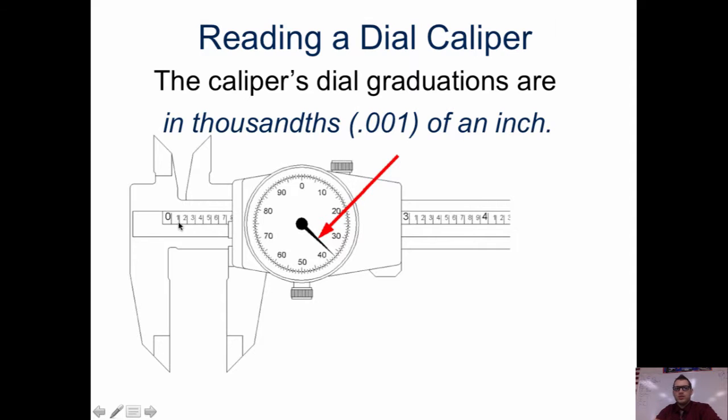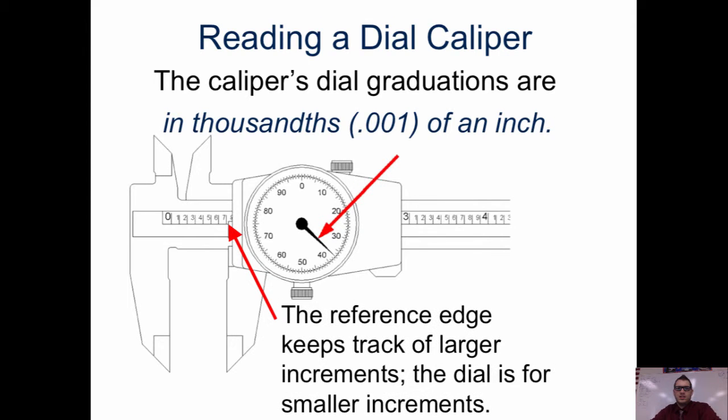So we take 1 inch, break it into 10 spaces, and then each one of those 10 spaces is broken into 100 spaces, which gives us 1,000. So, referencing the edge keeps track of the large one. So, increments. You go 1, 2, 3. You find right here, it looks like 8 is almost out, but not quite. So this would be 7.